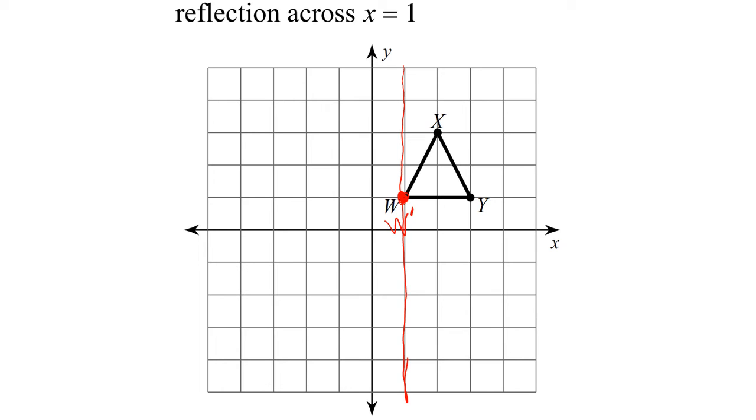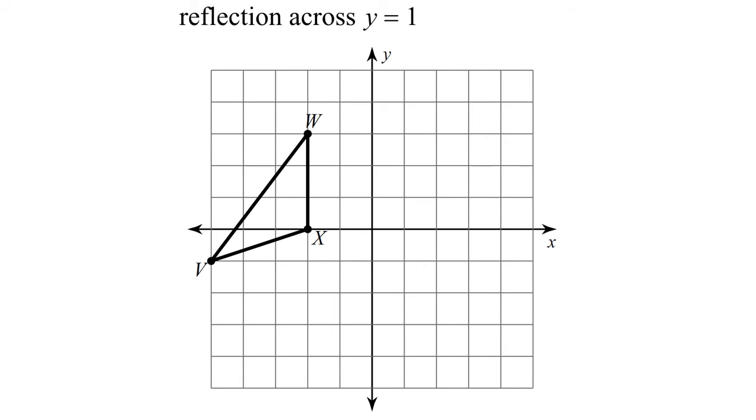I need to now move the other two. So let's do X prime. X is 1 away, so I've got to go 1 away on the other side. There's X prime. Now let's do Y. Y is 2 away, so I'm going to go 2 away on this side. There's Y prime, and now we just simply draw in that triangle, and we have the triangle reflected.